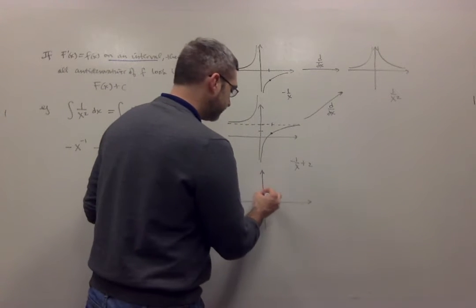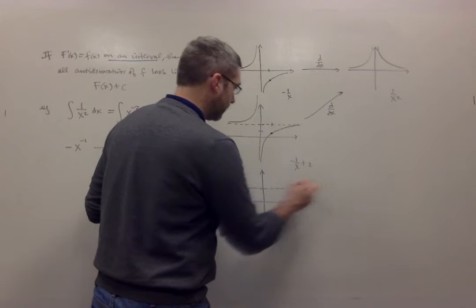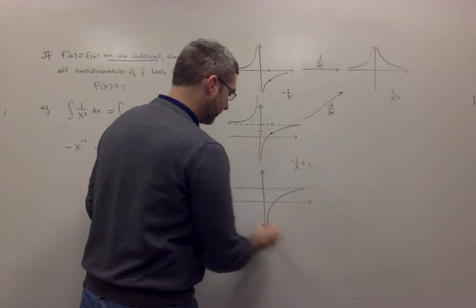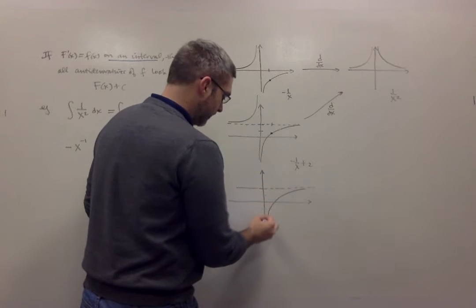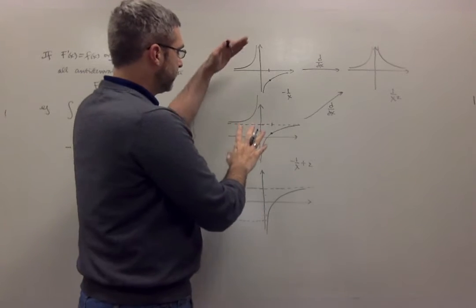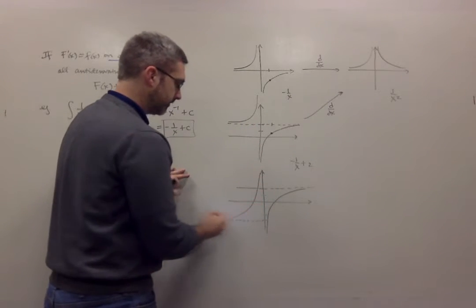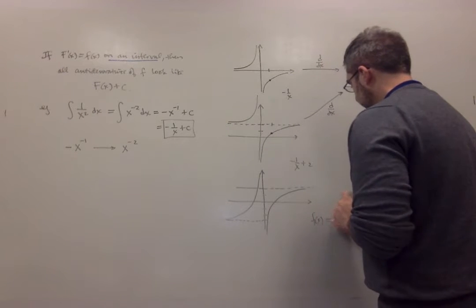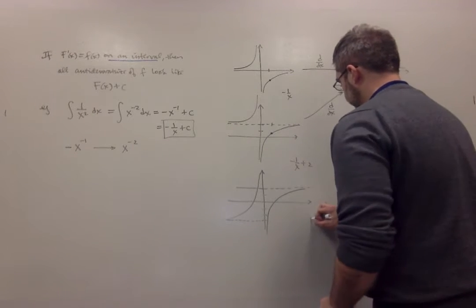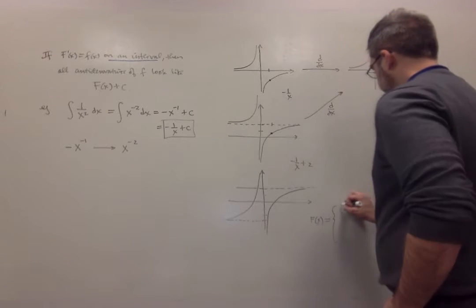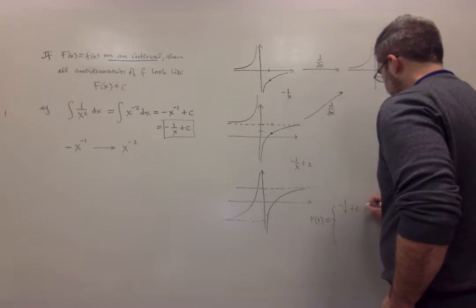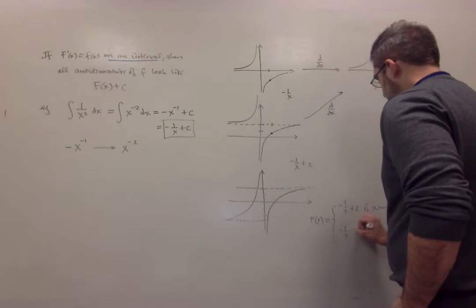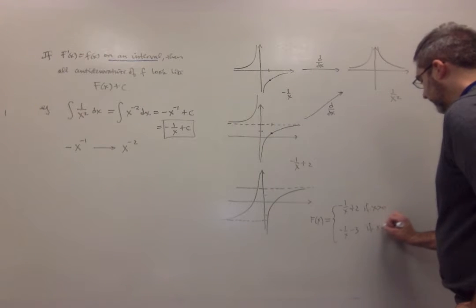In other words, I took this graph, and the right side I'm going to shift up by 2, and the left side I'm going to shift down by 3. So in other words, this function, let me call this capital F, looks like negative 1 over x plus 2 if x is bigger than 0. And then I subtract 3 if x is negative.